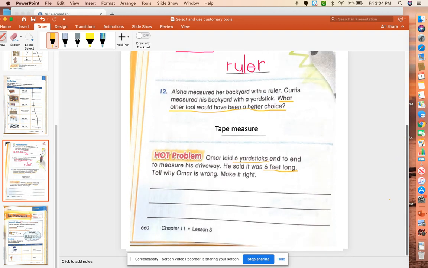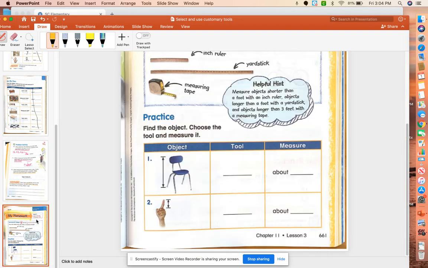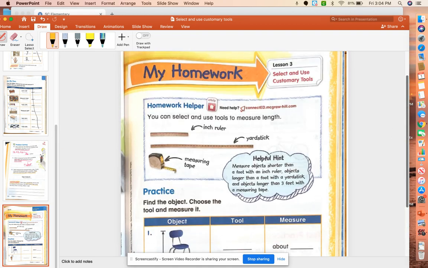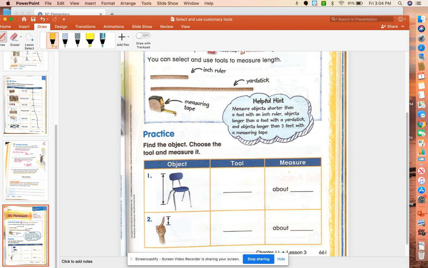Let's go down here a little bit. All right. Our last part is your homework. Now, remember how I crossed this box out? You're more than welcome to do those boxes on page 661. I don't know if I took a picture of the next one, if they continue on the next page. But the biggest thing that I want you to make sure you fill in your book is what tool is the best choice. All right, good luck. Happy measuring.